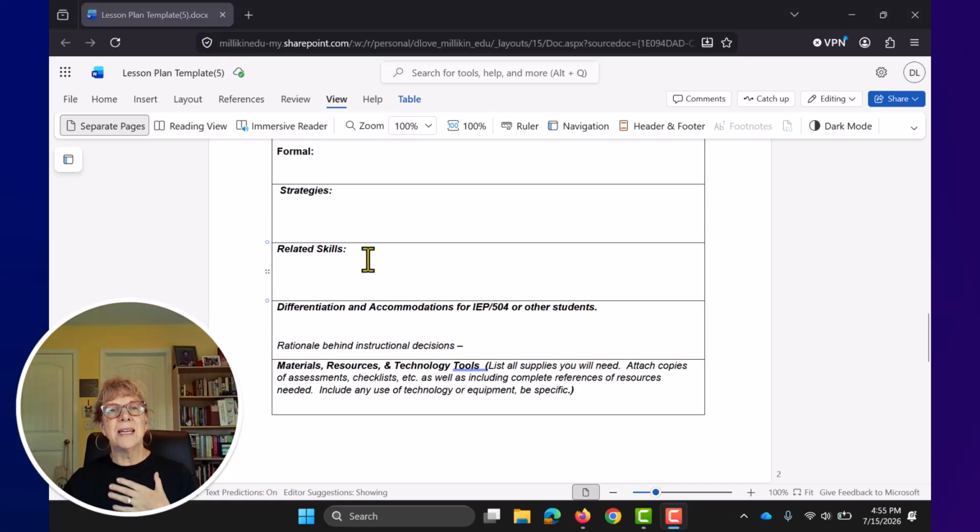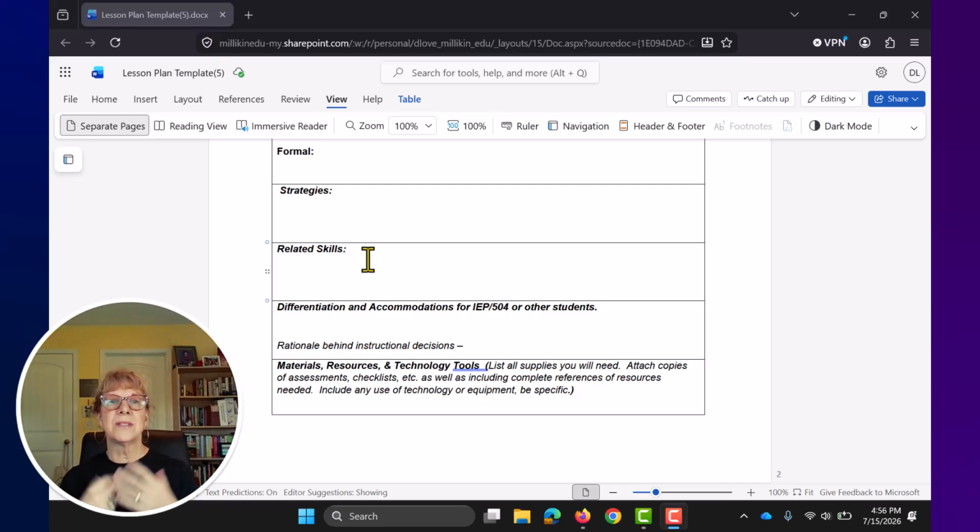The next one, related skills, are all the things that you're going to be indirectly developing in your students. So that might be if you're having students work together in collaborative learning, then that would be developing social emotional skills, team building skills, communication skills. If they're solving problems, you would be developing critical thinking skills. If they're doing presentations, again, communication skills.